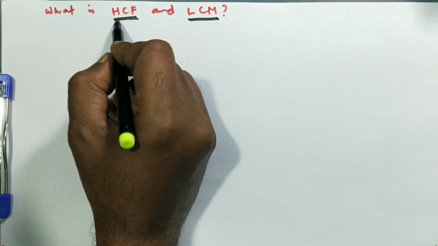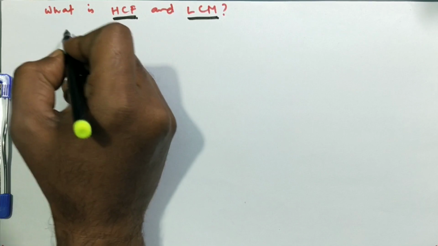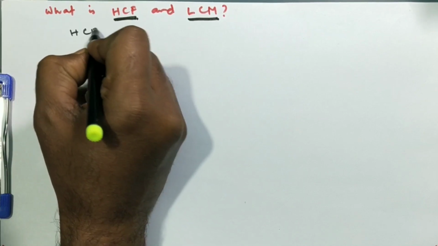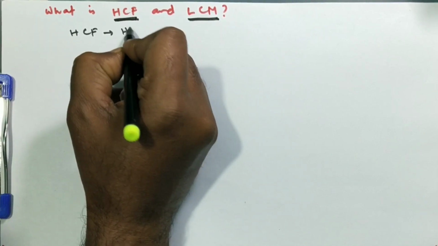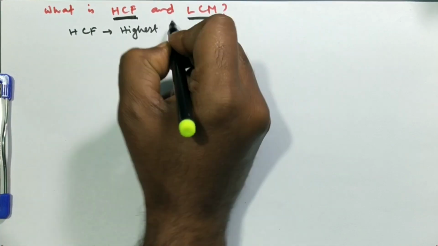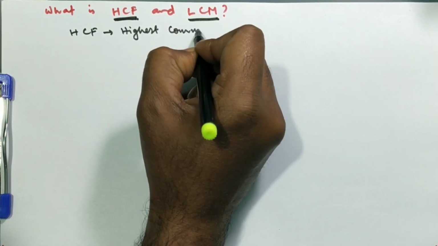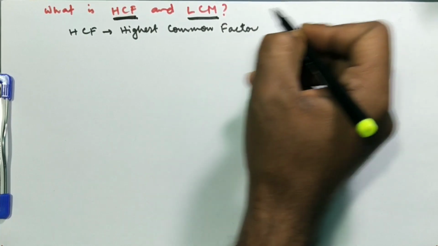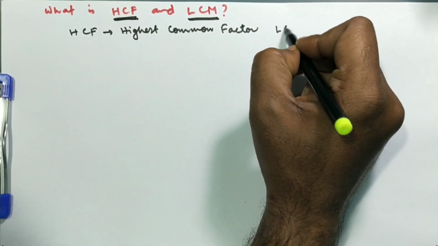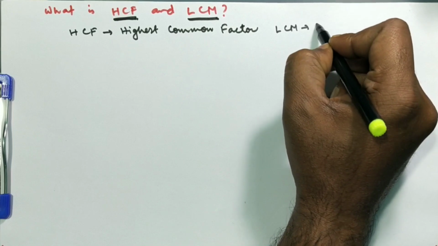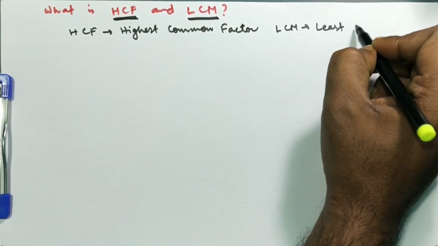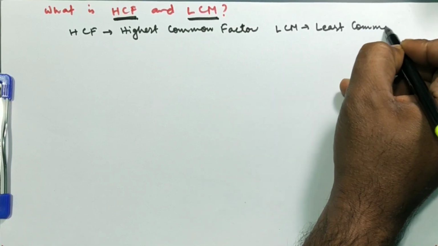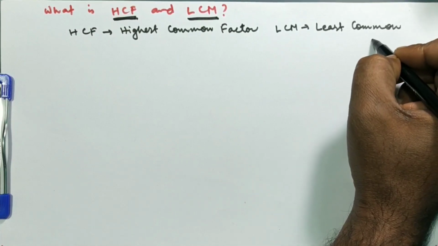So if we talk about HCF, we all know the full form of HCF is highest common factor, and if we talk about LCM, that is least common multiple.